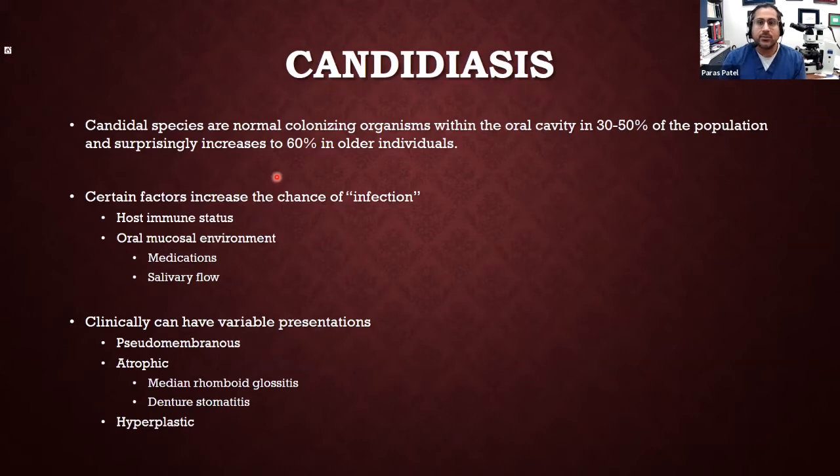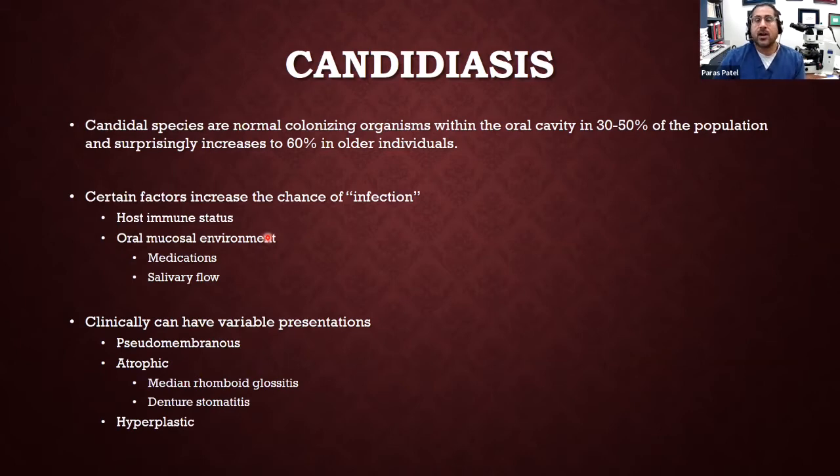So candidiasis, it's a species that is normally colonizing in 60% of older individuals, surprisingly close to half of the population. You can find Candida as part of a normal colonizing organism in the oral cavity. Certain factors do increase the chance of an infectious state, and that's host immune status. If a patient is immunosuppressed, it is a fungal organism, and it's going to take that opportunity to overgrow. And so it's an opportunistic infection, right?